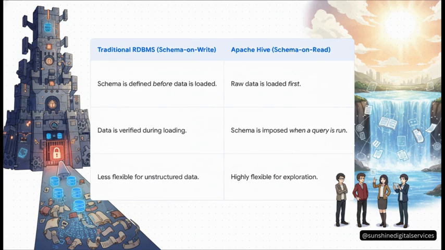See, traditional databases make you define a really rigid structure, a schema, before you load any data. Hive completely flips that around. It lets you just dump all your raw, messy data, like log files, into the system first. You only define the structure when you actually run a query. This is a massive, massive advantage for data exploration because it lets you ask questions without needing to know all the answers ahead of time.